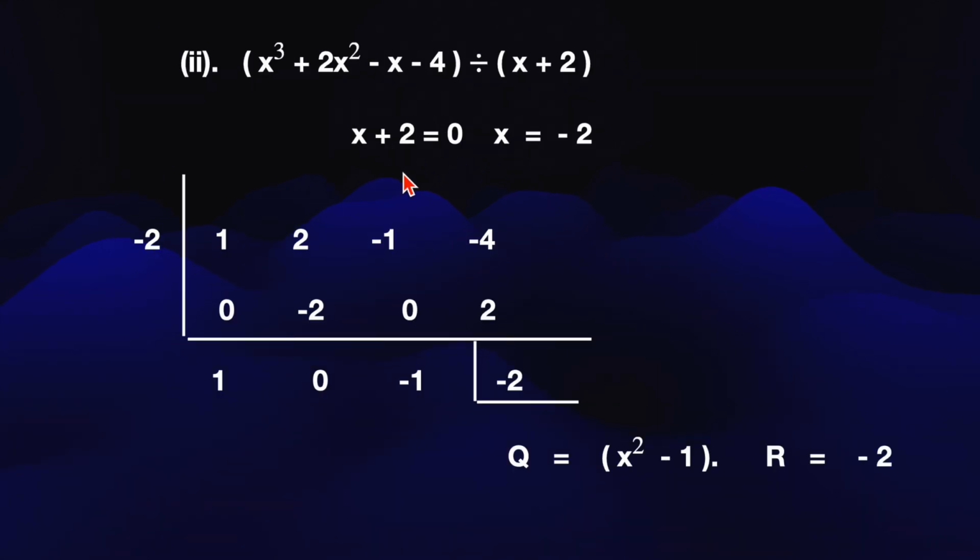Okay. Here x plus 2 is equal to 0. So x value is minus 2. Write down minus 2 here. Write down the coefficient of x cube, 2 is for x square, minus 1 of x and minus 4 is the constant.